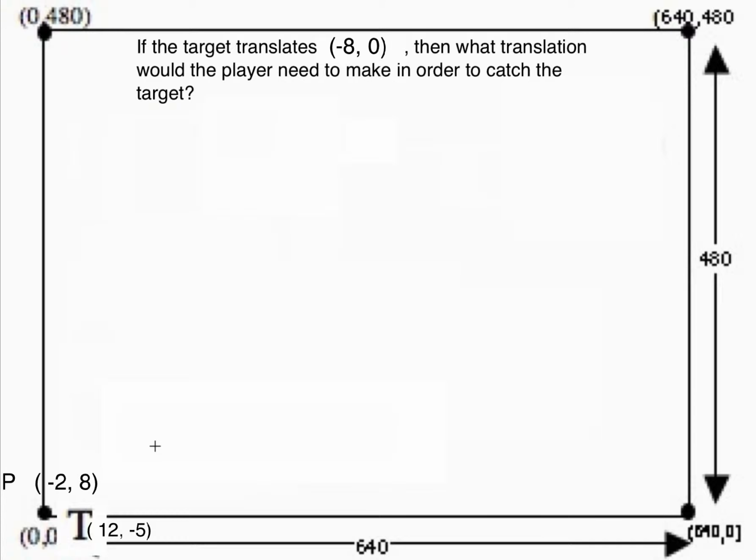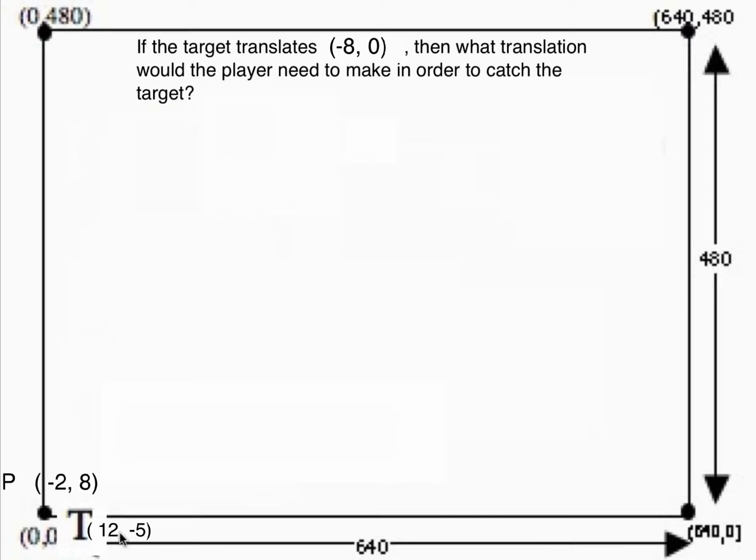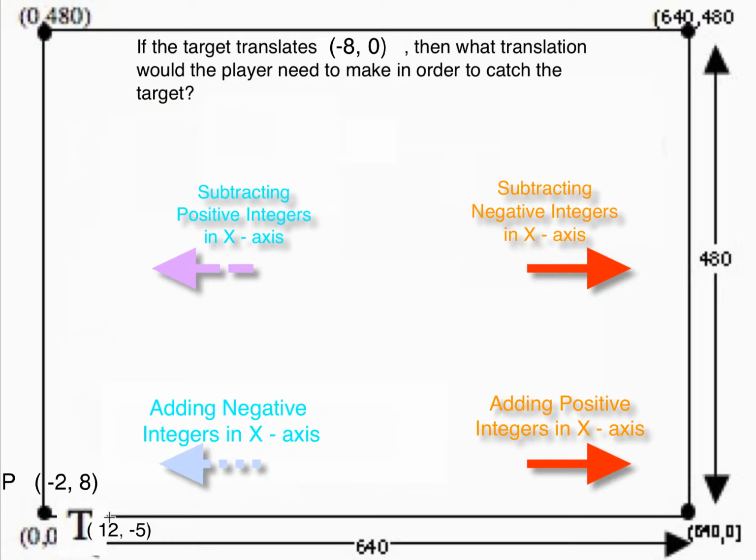Well, this translation says -8, 0. The first number represents movement in the x-axis. The second number represents movement in the y-axis. Therefore, the target is only moving in the x-axis because the y-axis number value is 0, meaning there's no movement up or down. So it's only going to move left or right. The question is, does the target move to the left or to the right when we add -8?